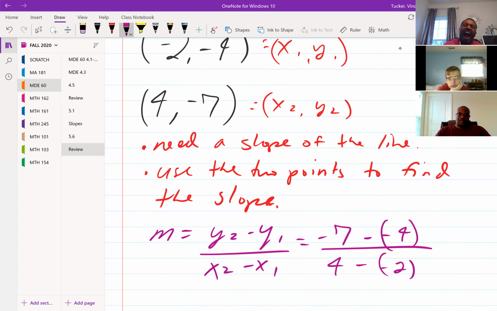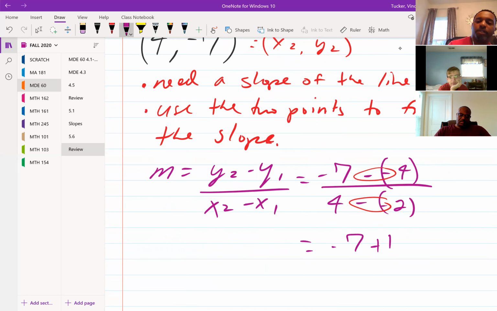All right, so don't forget negative to negative turns positive. That ends up happening in both the numerator and denominator. So it's -7 plus 4, 4 plus 2. So that's -3 over 6, which is -1/2. So before we go any further, questions on how we got to -1/2?